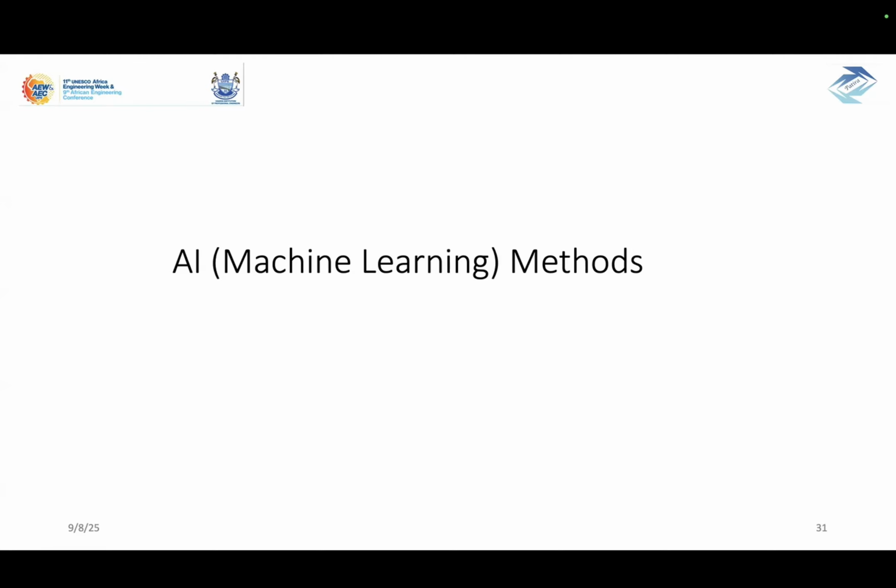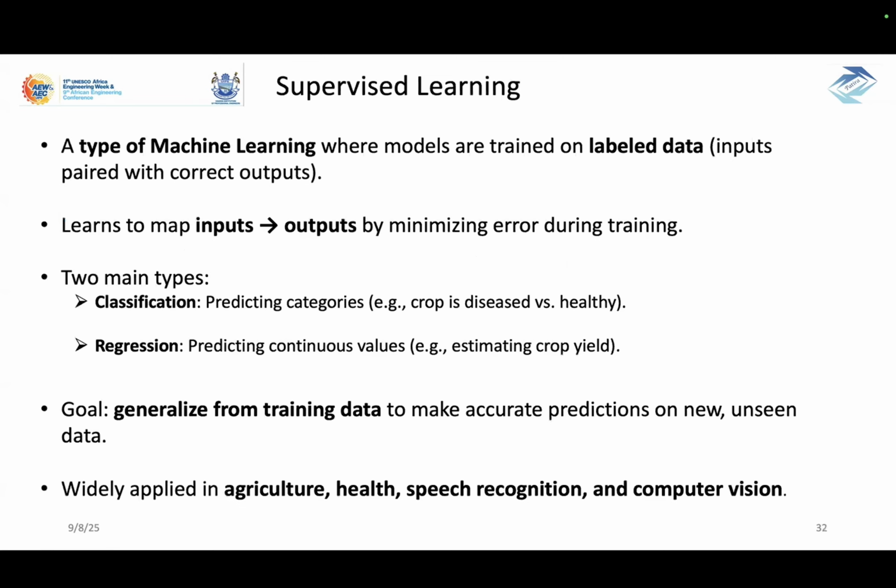Okay, I'll try to go a little bit slower and also be audible. These are some of the machine learning methods that are very commonly used. The first one is supervised learning. This is a type of machine learning where models are trained on labeled data. I'll show you the cartoon later. They're called supervised because they're trained on labeled data, so the inputs are always paired with the correct output. Let me go back here.